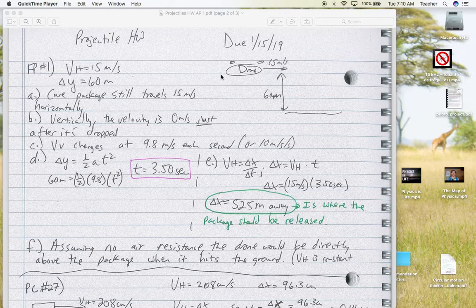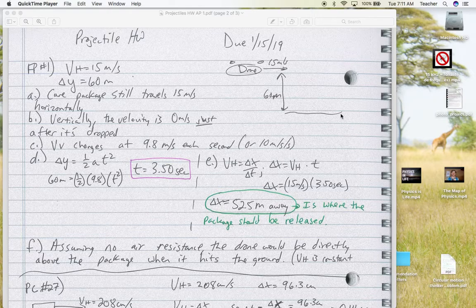For my problem that I came up with, we've got a drone, it's dropping supplies. You want to drop them directly on top of some stranded campers. So question A is, how fast is the package moving after it's released horizontally? 15 meters per second. I think that's the initial speed. And vertically, the initial velocity is 0 meters per second just after it's dropped. But question C, the vertical velocity changes at 9.8 meters per second every second. So to find out how long it's going to take to hit the ground, we use this formula that we've used before. Since this is horizontally launched, we can figure out how far away the package needs to be released.